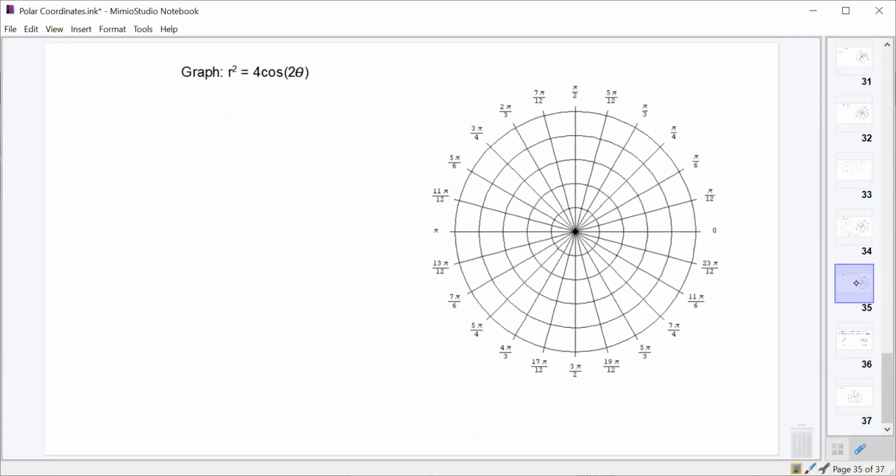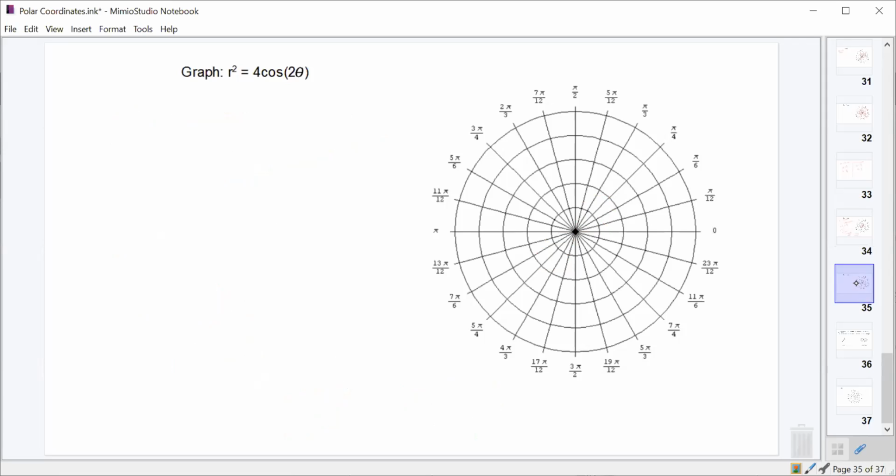What if I throw a cosine in front of it instead of a sine? R squared equals 4 cosine 2 theta. What do you think is going to happen? Maybe quadrants 2 and 4 instead of 1 and 3. That's a reasonable guess, even though it's wrong.